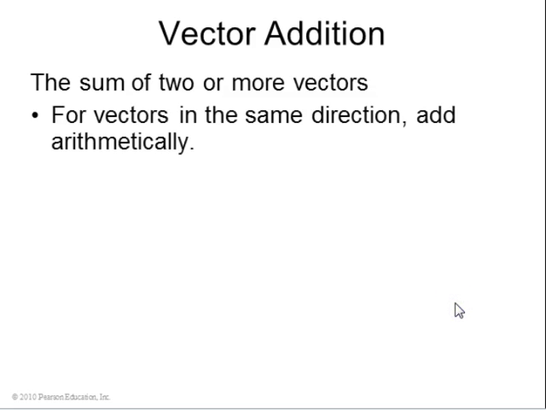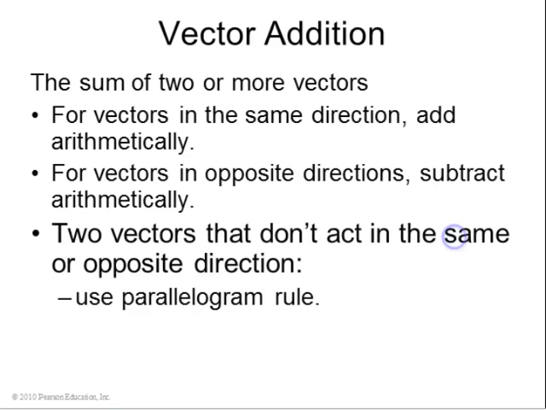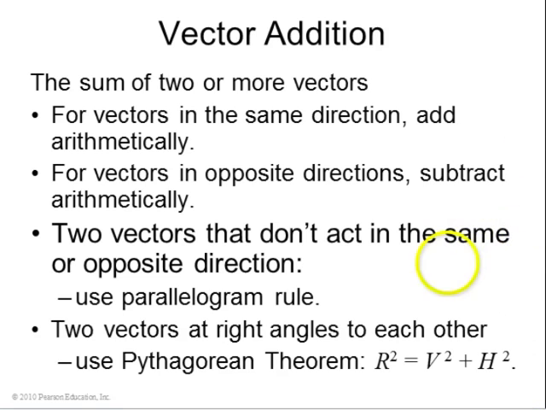So the sum of two or more vectors, if the vectors are in the same direction, you can just add them arithmetically. If the vectors are in opposite directions, you can subtract them. If two vectors are not in the same direction, or the opposite direction, you can use the parallelogram rule. And if they're at right angles to each other, you can find the magnitude using the Pythagorean theorem. So if v is the vertical vector and h is a horizontal vector, then the resultant comes from r squared equals v squared plus h squared.